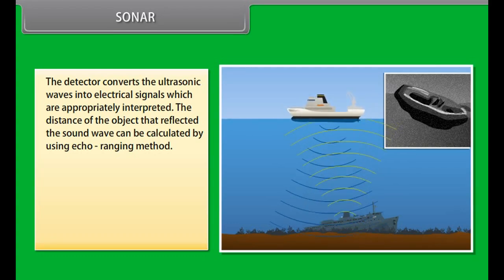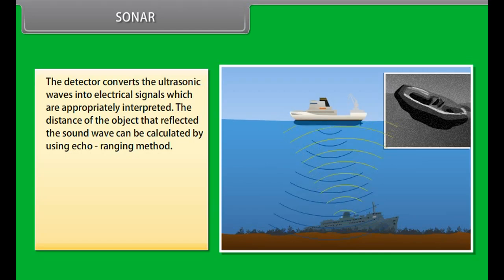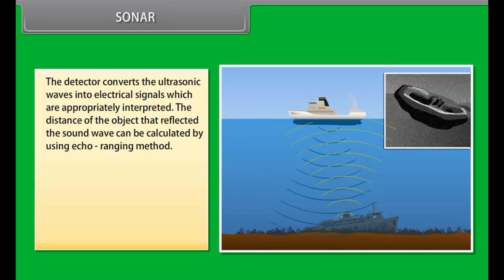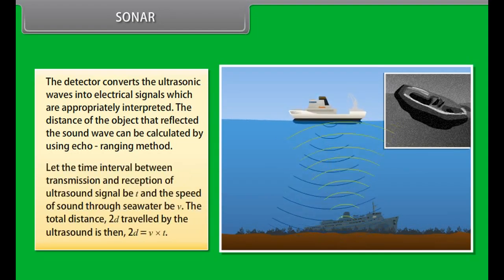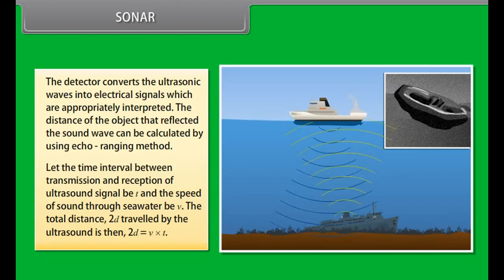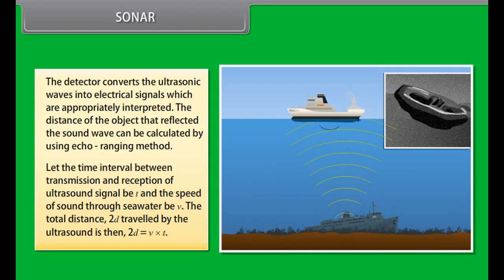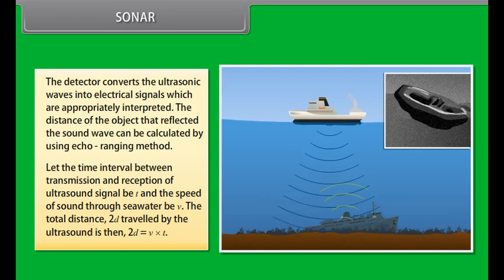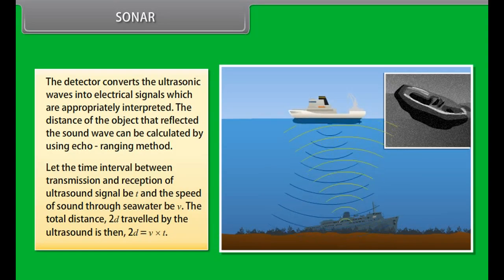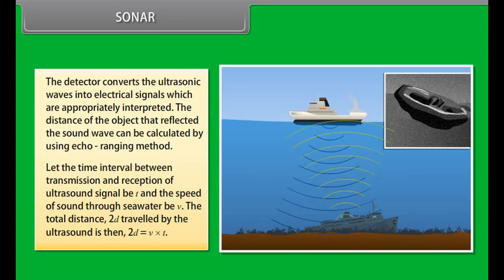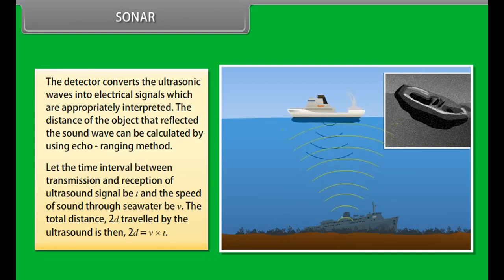The distance of the object that reflected the sound wave can be calculated by using the echo ranging method. Let the time interval between transmission and reception of the ultrasound signal be t and the speed of sound through seawater be v. The total distance 2d travelled by the ultrasound is then 2d = v × t. This is the echo ranging method.